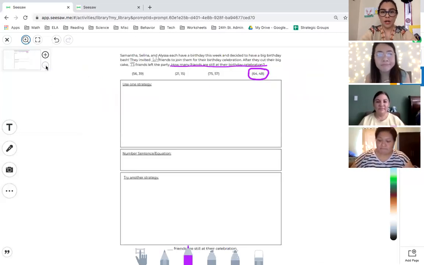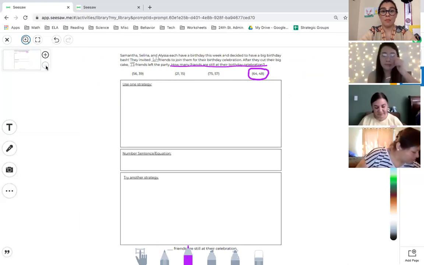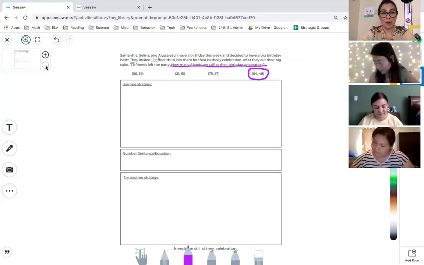So right now we are going to give some think time and work time to our teachers and for you at home to find a strategy to come up with the answer to this story problem. So I really want us to ask ourselves, is this a subtraction problem or an addition problem?